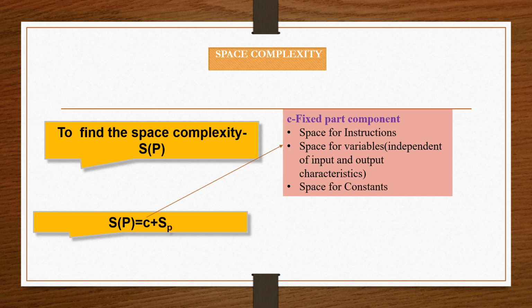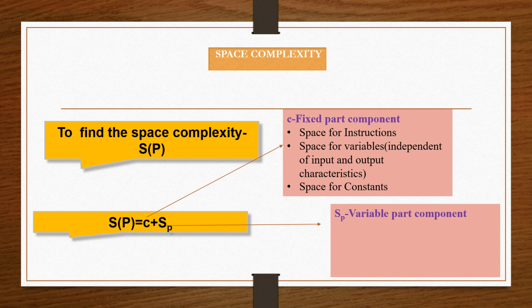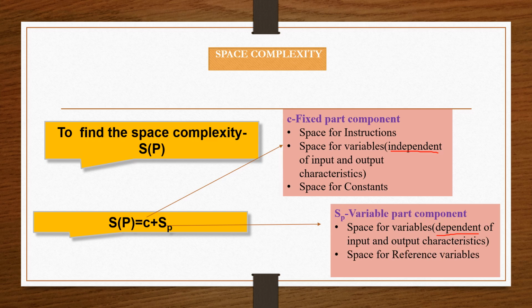So these spaces make up the fixed part component, and S_P is the variable part component, which includes the space for variables which are dependent on input and output characteristics. Here it is independent, but here it is dependent. So that is the difference between fixed part and variable part. And the space for any reference variables that we have utilized and the recursion stack space, all these come under the variable part component.